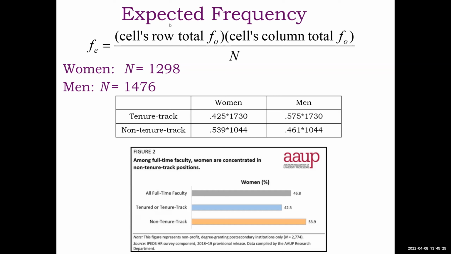And to find out how many women, we just have to look at these values. So 42.5% of tenure track were women. We just calculate it here and so forth, right? So this is the answer. There were 735 women and 995 men in tenure track, and so forth.